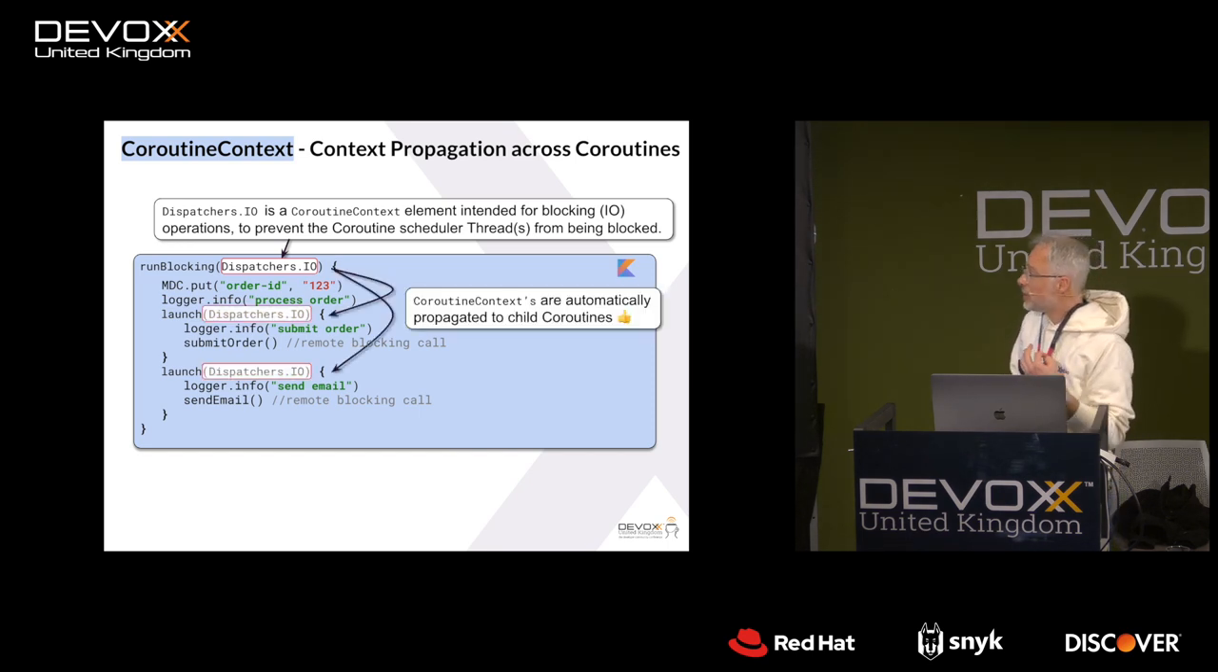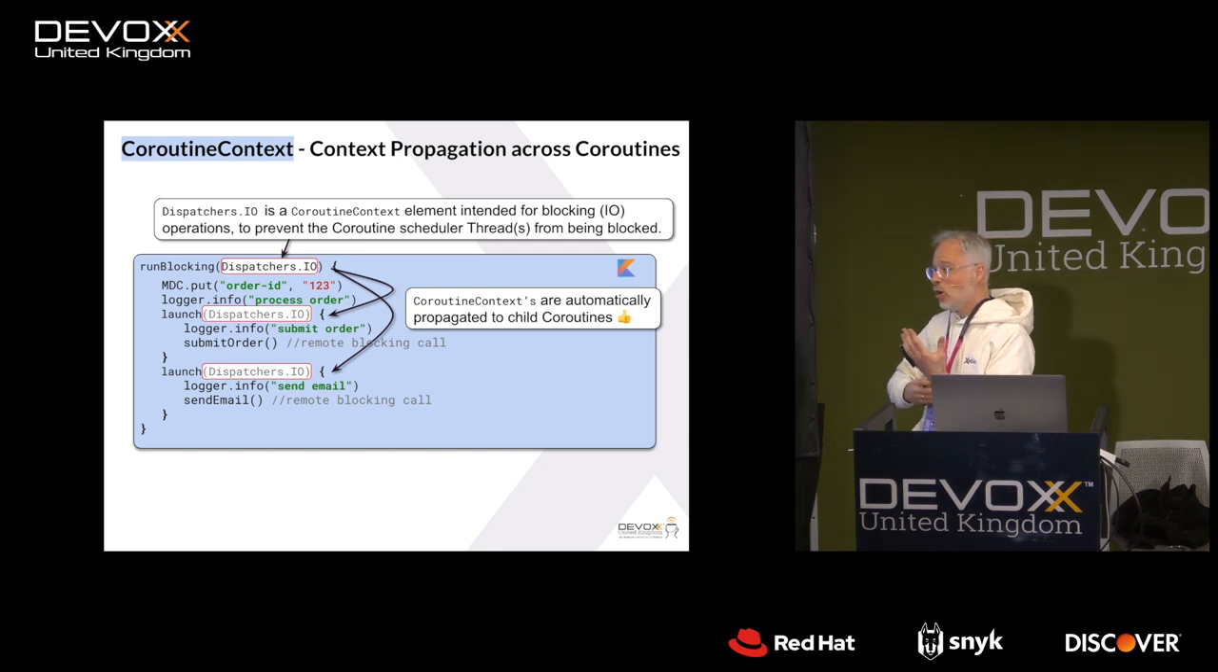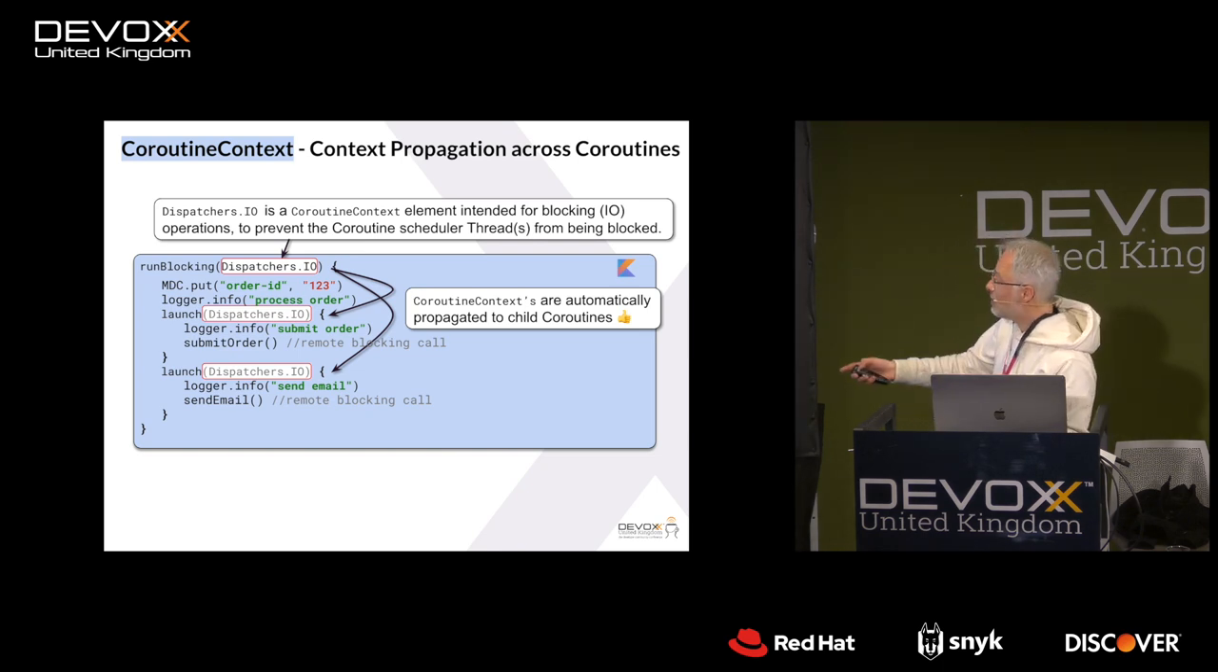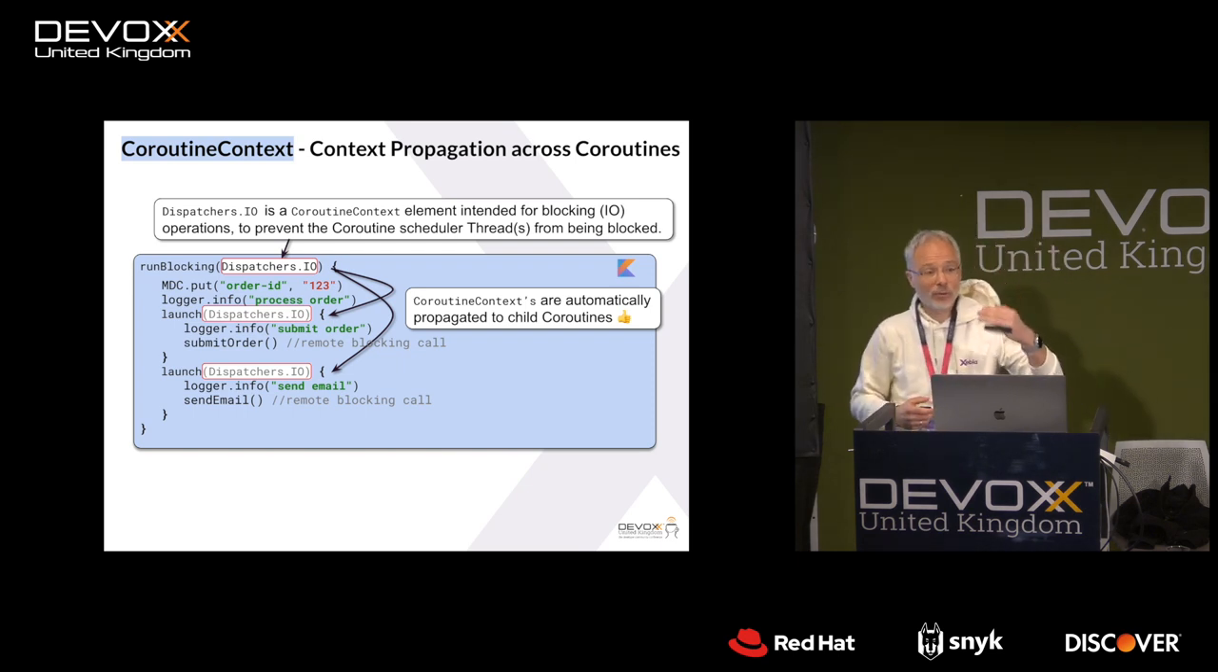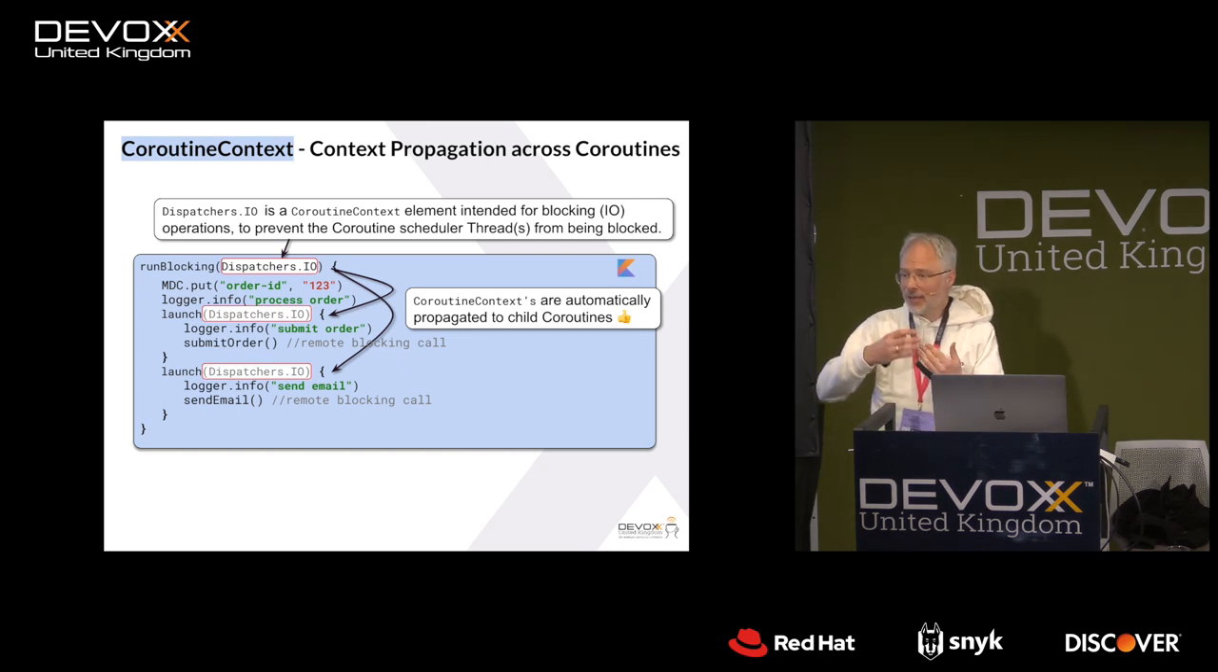The nice thing about this coroutine context is that it is automatically propagated. So I define it here, and when I launch new stuff, it simply inherits the context from its parent. Again, I can change it if I want to, but by default, things are inherited, which is very convenient.